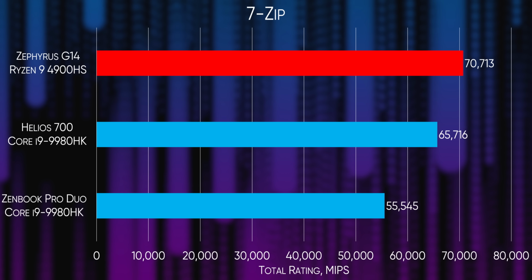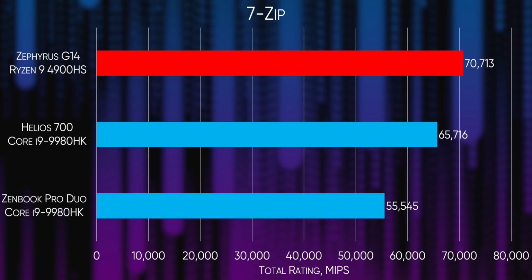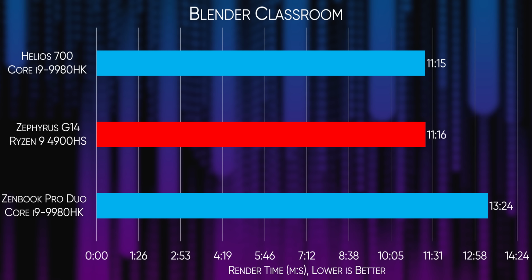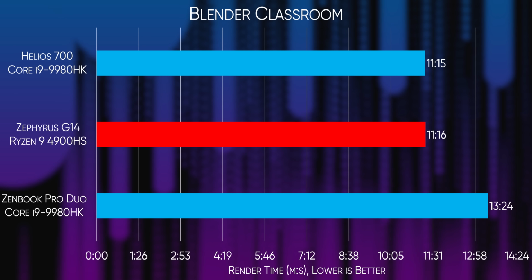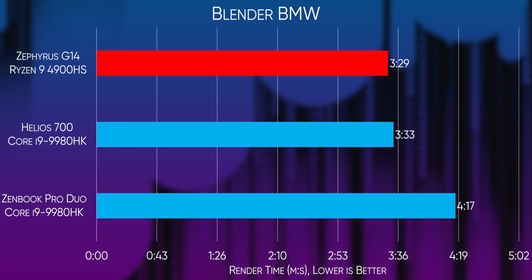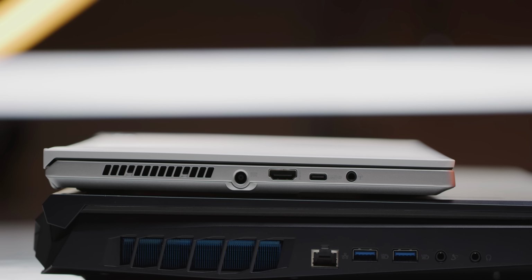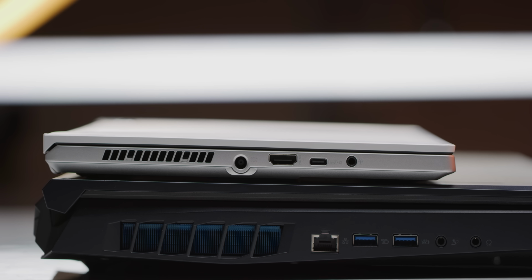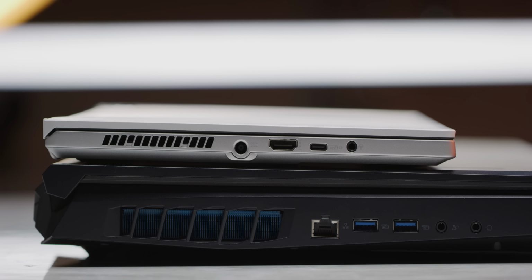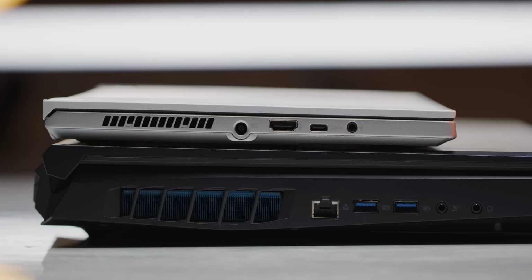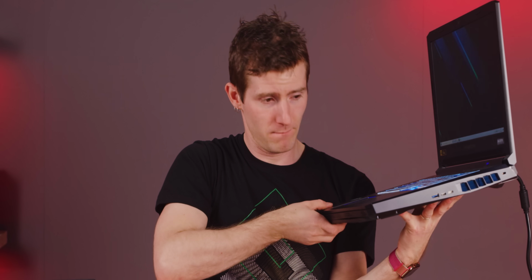And for the rest of our testing, the results remained about the same. The Zephyrus G14 crushed the ZenBook Pro and matched or edged ahead of the Helios 700. And guys, the emphasis here needs to be on how crazy it is that this small laptop was able to hang with this one. Bear in mind, of course, this has more powerful graphics for games.